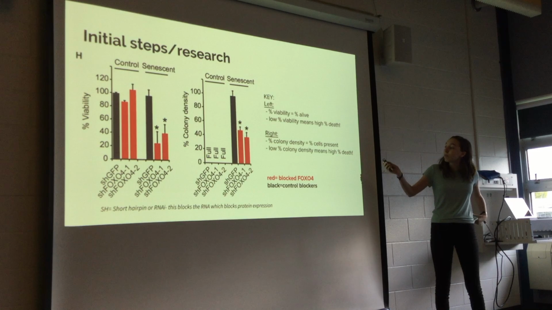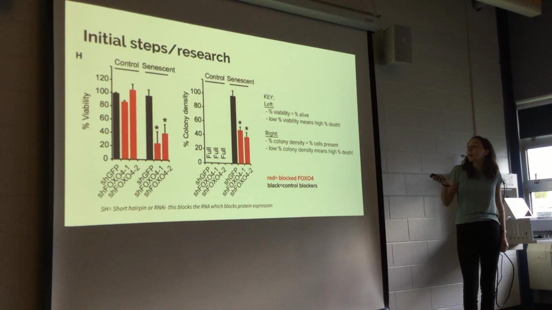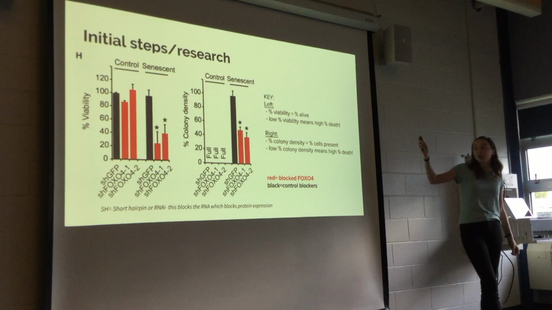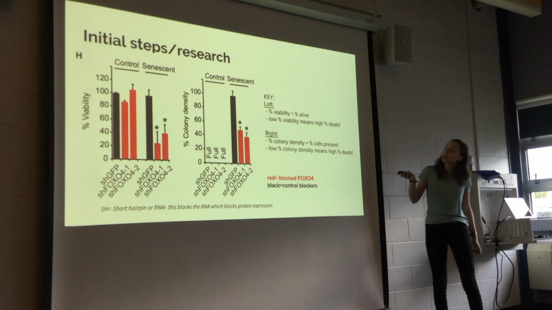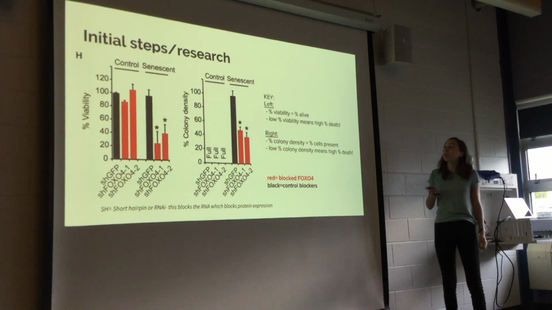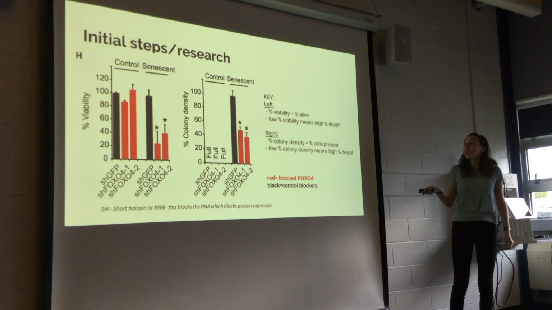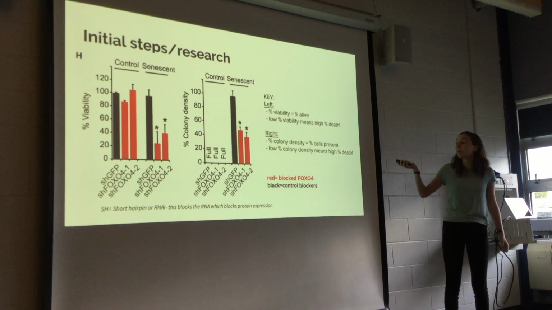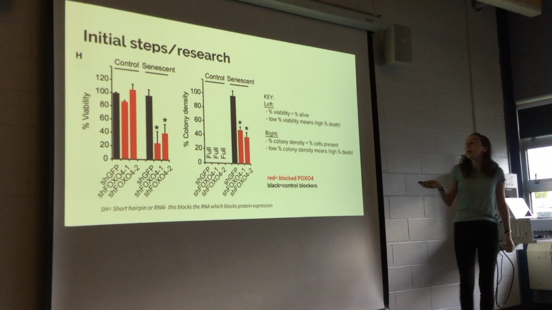And the red bars are the ones where they blocked FOXO4. What you can see is that there's a sharp decrease in the senescent cells where they blocked FOXO4. What they were looking at is percent viability and percent colony density, which in both cases, the lower that percent is, the better, because that means that more cells are dying, which is what they want to happen. So you can see by blocking FOXO4, these cells are dying off, which is good.